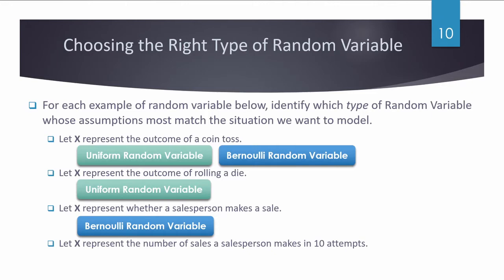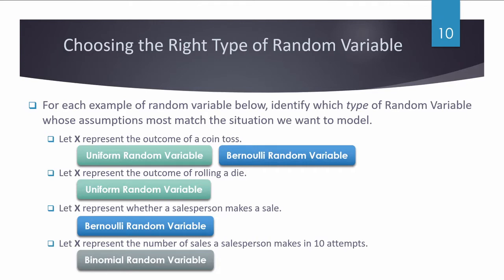Now our last example here says, suppose X represents the number of sales a salesperson makes in 10 attempts. Well, this is a perfect application for a binomial random variable. We're going to be treating each one of the salesperson's attempts as a Bernoulli random variable. It either occurs or it doesn't. And then we're going to be calculating the probability that they make at least 5 successful sales, or they make less than 3 sales. This is all about the number of sales we could make out of 10 possible attempts.